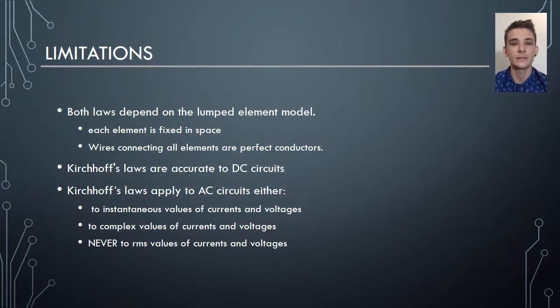Now I will discuss the various limitations to the applications of Kirchhoff's laws. Both Kirchhoff's current and voltage laws depend on the lumped element model being applicable to the given circuit. This essentially means that the circuit under question makes a simplifying assumption that each element is fixed in space, and that the wires connecting the elements are perfect conductors. In addition to this, although Kirchhoff's laws are accurate with DC circuits, they only apply to AC circuits to instantaneous or complex values of currents and voltages. In the instance of alternating current, Kirchhoff's laws will never apply to RMS or root mean square values of currents and voltages.